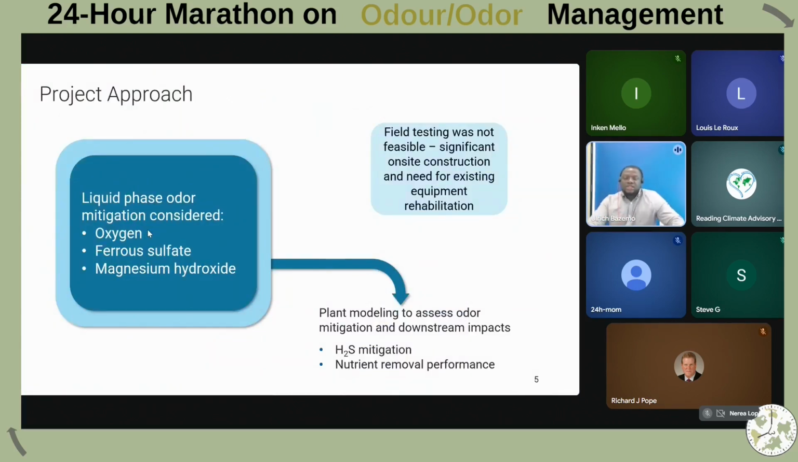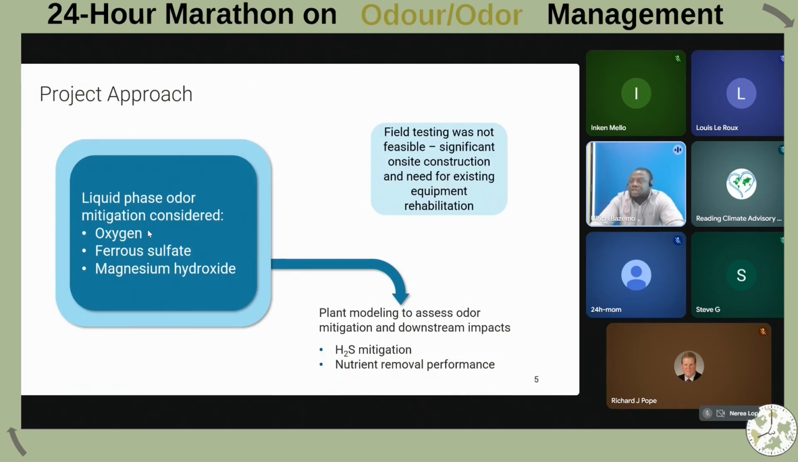So we tested three different chemicals: pure oxygen, ferrous sulfate, and magnesium hydroxide. The reason for that: they actually had an oxygen injection system at the headworks that needed to be rehabilitated, and one of the goals of this project was to evaluate if that rehabilitation was justified. And with ferrous sulfate, they've been using that historically in the collection system.